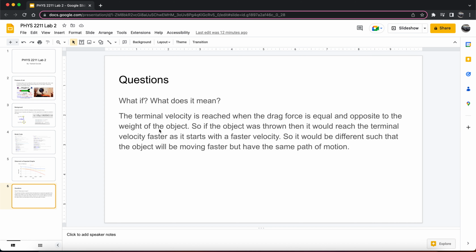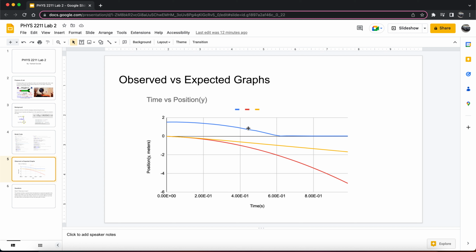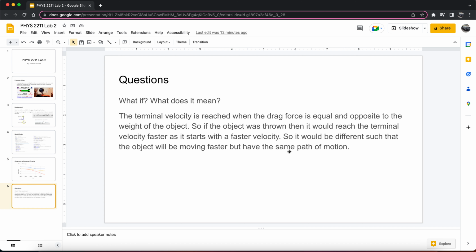And then it would be different such that the object will be moving faster and will have the same path of motion. As you can see back here, the red has a faster velocity, so it would reach the terminal velocity faster in the beginning, but it still has the same path of motion like the blue and yellow ones do. So in this last sentence, the object will be moving faster, but it'll still have a similar path of motion to the original. So yeah, that's my lab.